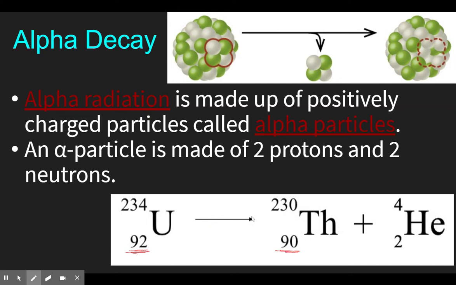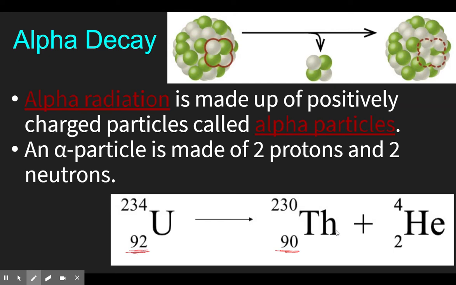By the way, this arrow is a reaction arrow saying that the thing on the left is going to turn into the stuff on the right. We'll cover this more in the future, but the stuff on the left is called the reactants, and the stuff on the right is called the products. So when it decreases from an atomic number of 92 to 90, that changes it to an atom of thorium, because thorium is number 90 on the periodic table. That's the element with 90 protons. So it just changed into a different element.